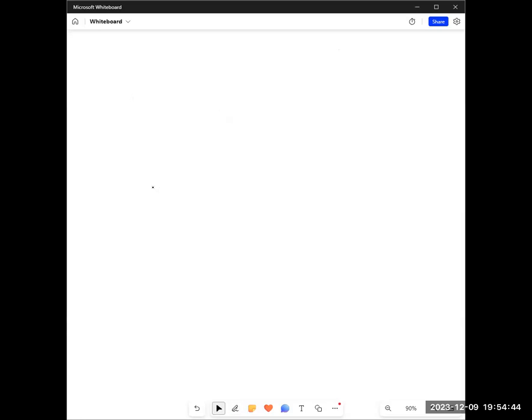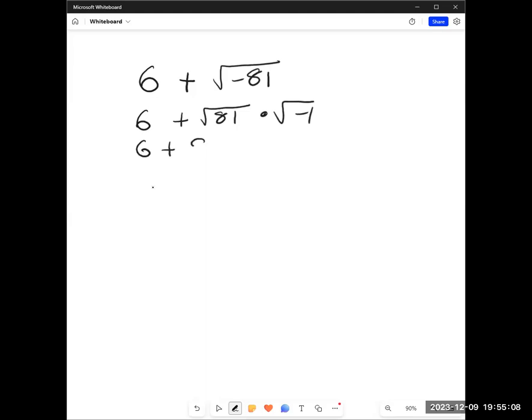These are all instructor created questions, so you will not be able to find these exact problems in the textbook with these instructions. 6 plus the square root of -81. So we'll leave that 6 alone as our real part. I'm going to break this down into the square root of 81 times the square root of -1. It's going to give us 6 plus 9i, and that's in our standard form that we were just talking about. There we go. 6 plus 9i.